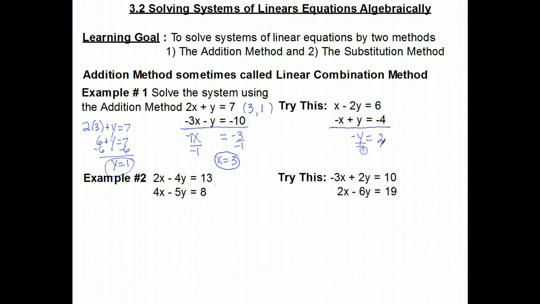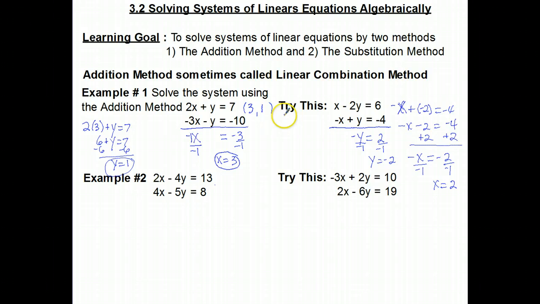We divide by negative 1, and we get y is equal to negative 2. Plugging that into the bottom equation, negative x plus parentheses negative 2 equals negative 4. Solving for the double signs, minus a negative is minus 2 equals negative 4. Solving for x, add 2 to both sides. We get negative x is equal to negative 2. We divide by negative 1, and x is equal to positive 2. So the solution to this system is (2, -2).